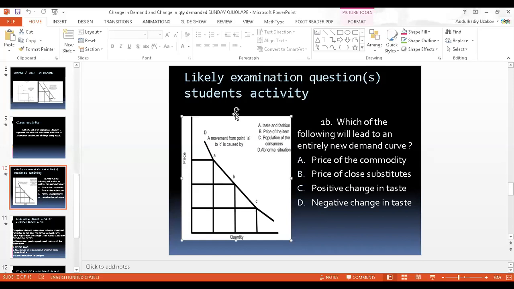Taste and fashion will not cause a movement on the same demand curve. Population of the consumers will not cause a movement on the same demand curve. And also an abnormal situation will not bring about this movement. This is a certified or confirmed law of demand. The higher the price, the lower the quantity demanded. The lower the price, the higher the quantity demanded. So the correct option to this is price of the commodity, or option B.